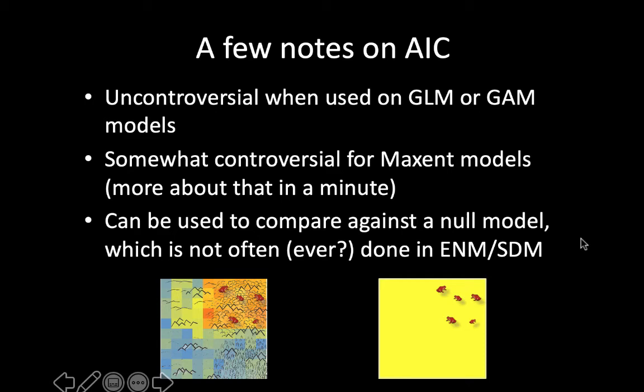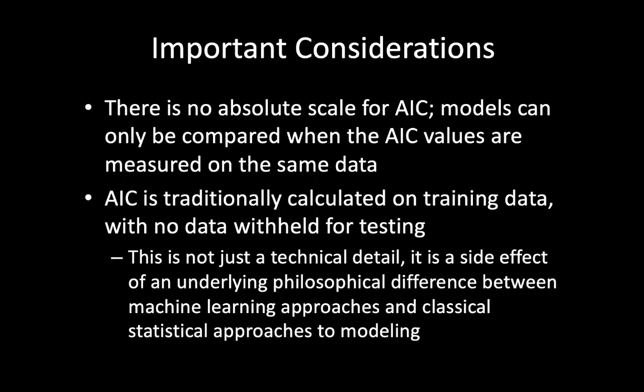Not a huge innovation, but something that seems doable that I've never seen done. A couple of things worth knowing. There is no absolute scale for AIC. It's not a metric where a perfect model has a score of 0 or something, right? Unfortunately, we just don't have that ability.